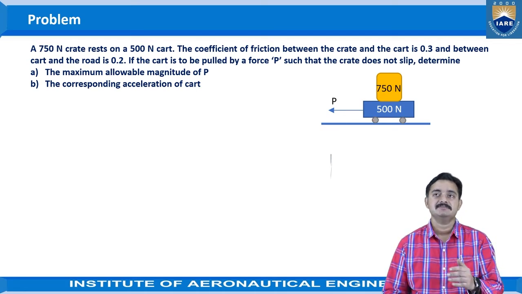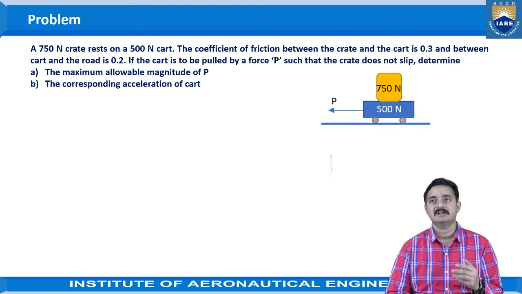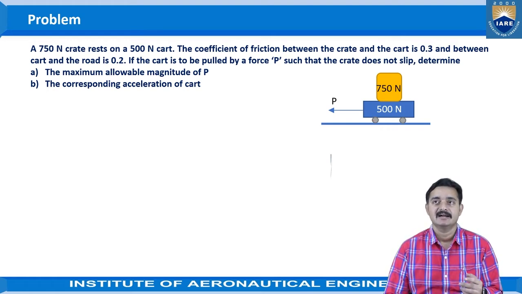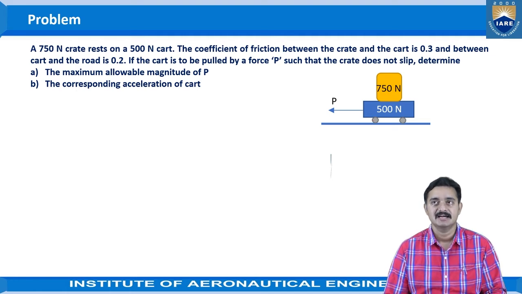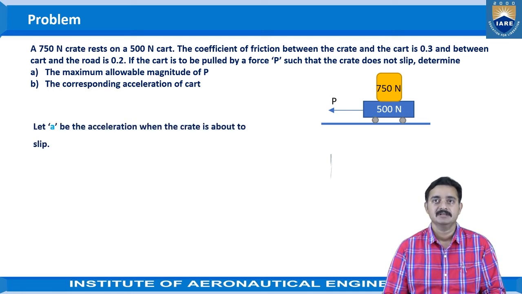So in this system there are two bodies. One is the crate and another is the cart, and the force is being applied onto the cart. So we need to see that there is no slippage of the crate from the cart. So let A be the acceleration when the crate is about to slip.